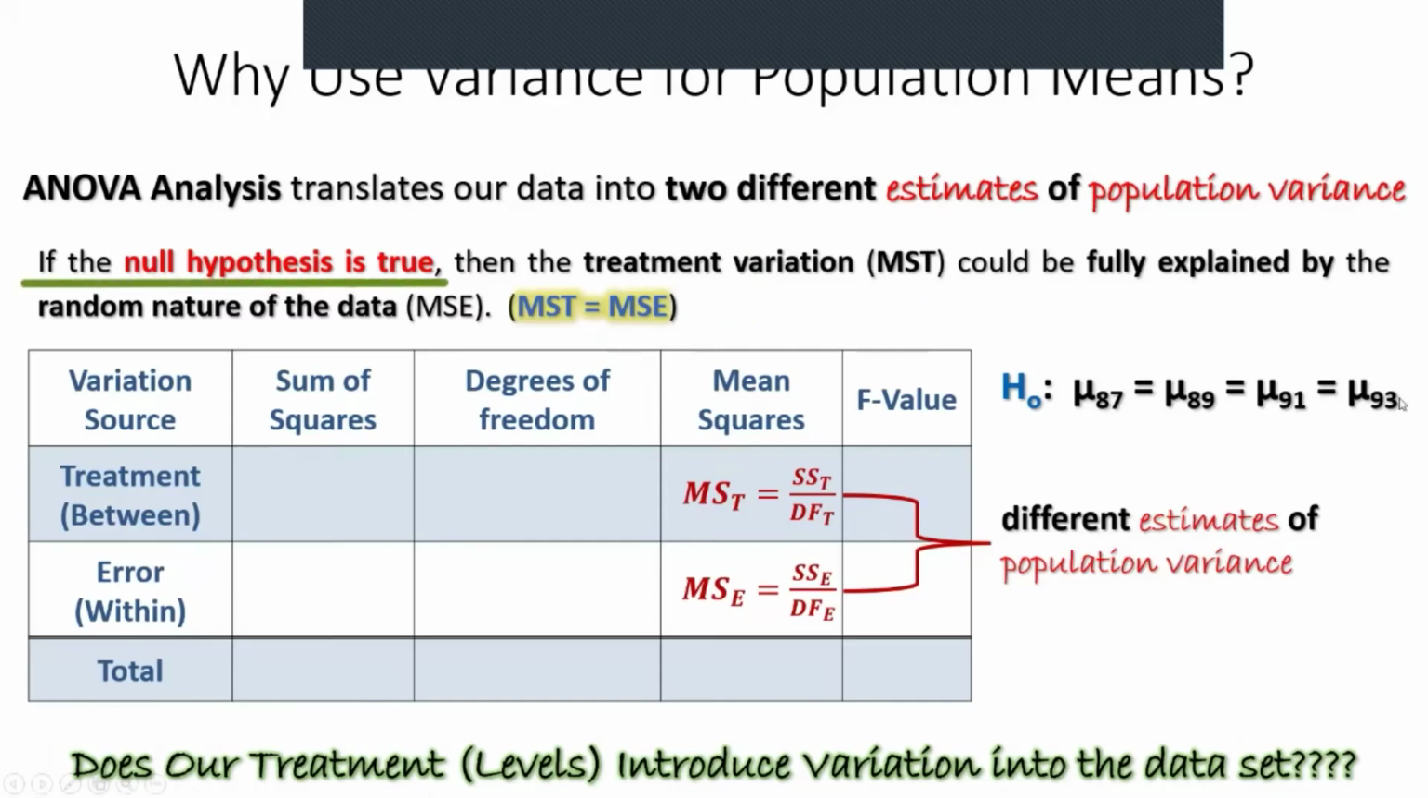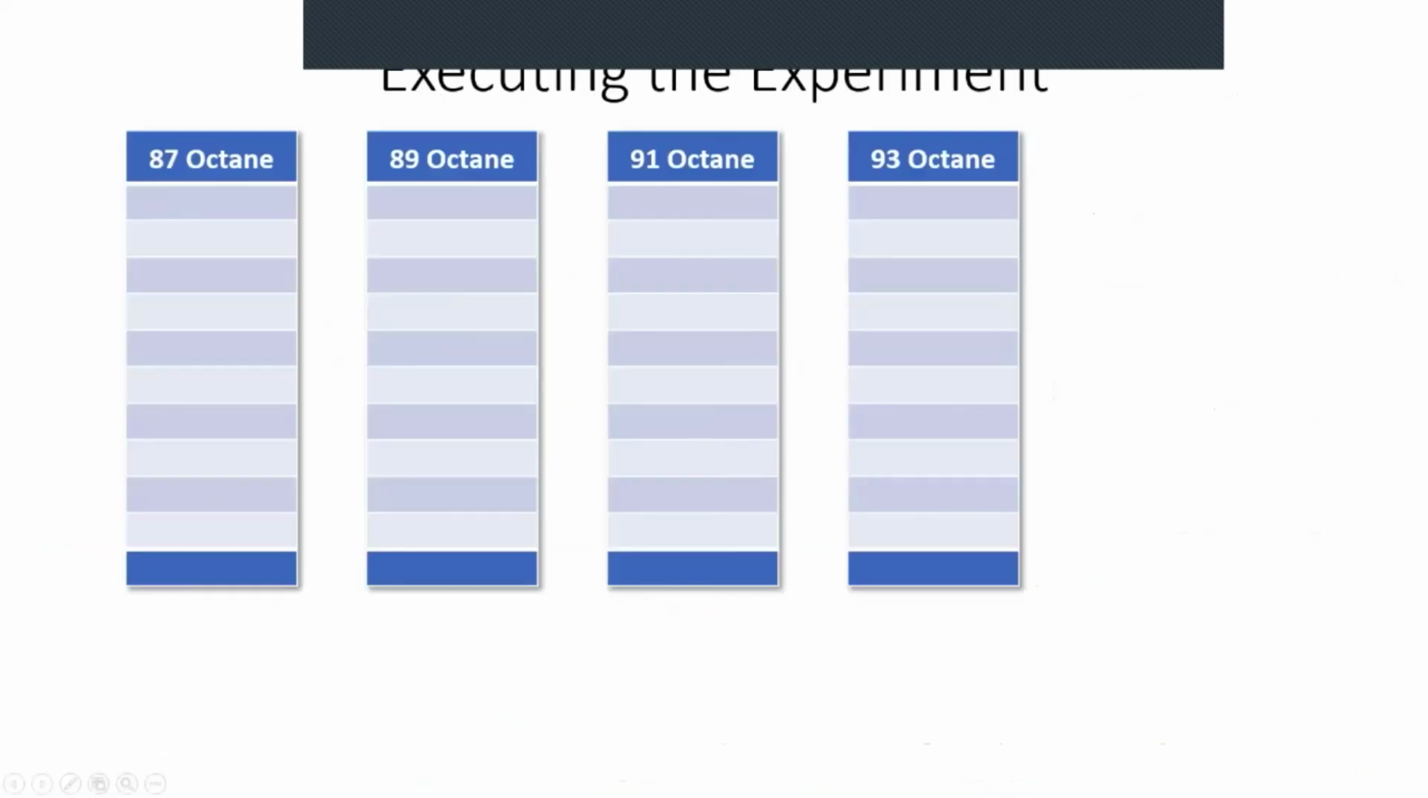If the null hypothesis is true, and you can see it here, this is the null hypothesis, if it is true that all of these mean values will be the same, then any variation between treatment groups in the mean square of the treatment could be fully explained by the random nature of the data. In essence, if the null hypothesis is true, these two values will be approximately equal. They're different estimates, and we calculate them differently, but they both come out to approximately the same value because our different treatment groups aren't introducing any variation into the data set. Now, I want to explain these calculations and help you understand how we make them relative to the data that we collect.